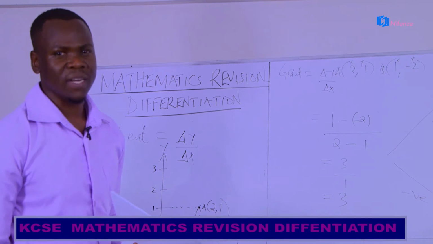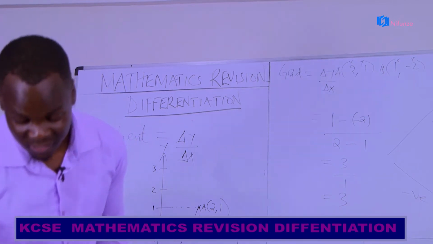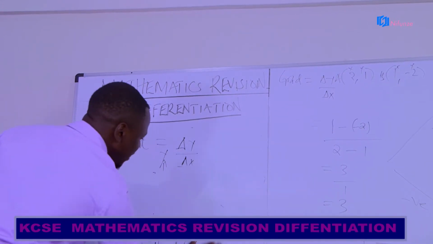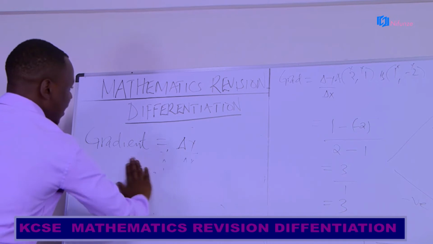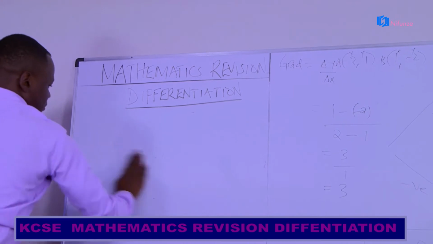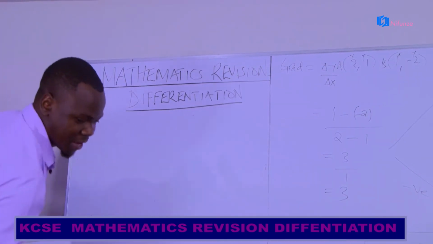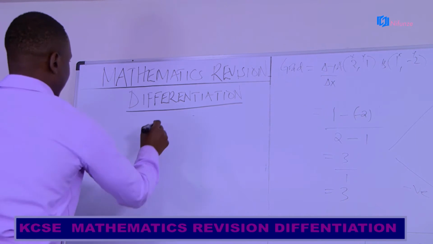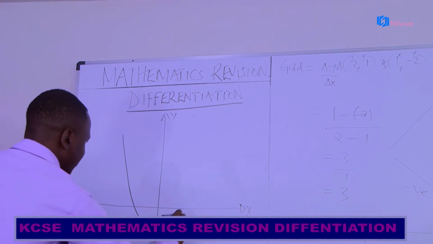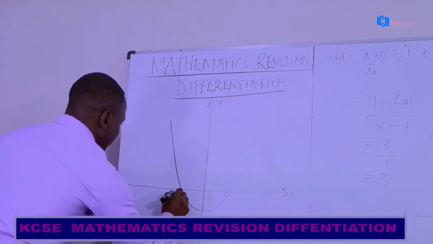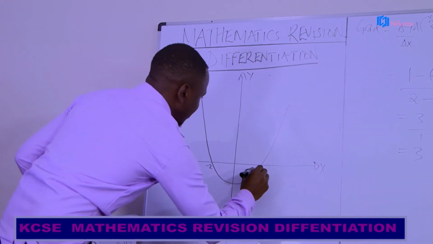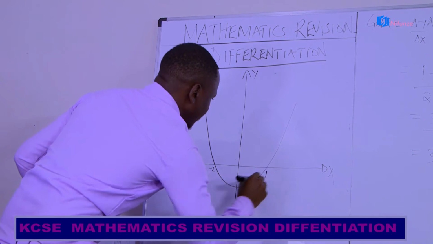of differentiation. So now, what is differentiation? That's our main question. Differentiation is a process of finding the gradient function of a curve. I want to sketch a curve here. So I sketch the Cartesian plane. So if I have a curve like this, and then let's say it is cutting at -2, and then here we have 1.